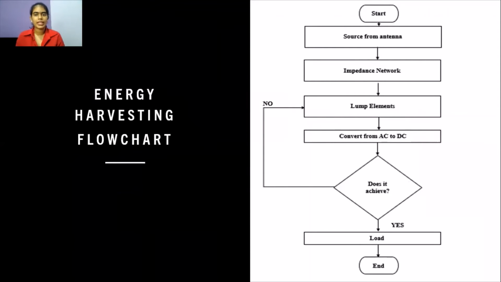Energy harvesting flowchart. It's the same as the rectifier design flowchart. The difference is after it achieves, it goes to the load. And if there's a problem, we have to check back on the lump elements.